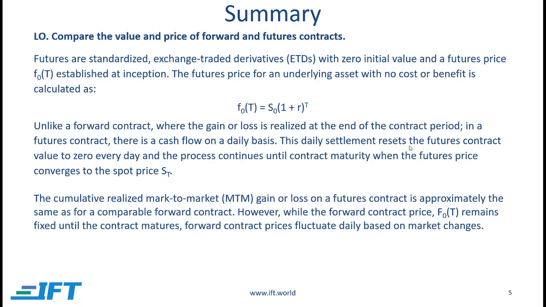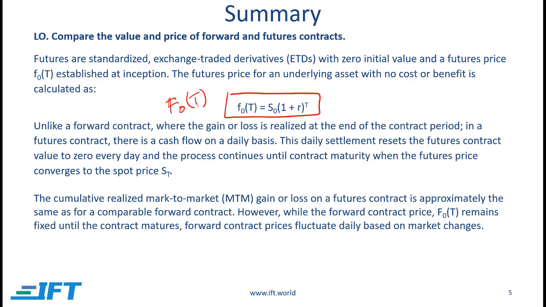The first learning outcome for this learning module is comparing the value and the price of forward and future contracts. This is a formula we know very well now: you take the spot price and load it up with the interest cost, the time value of money, and you get the future price. The only difference from what we have seen before is that we're dealing with a capital F, which was the forward price, and here we are dealing with the future price, but the formula is exactly the same.